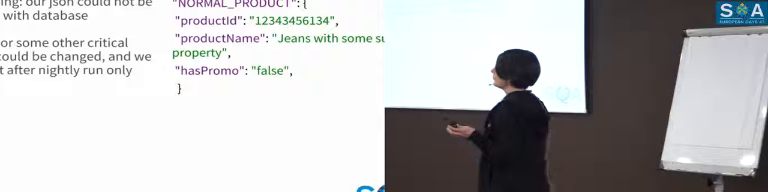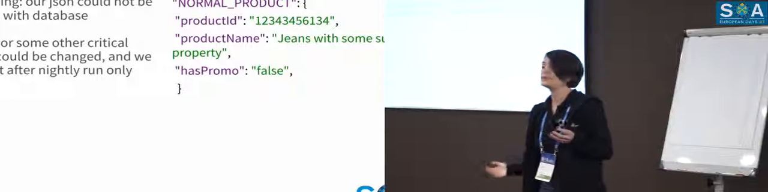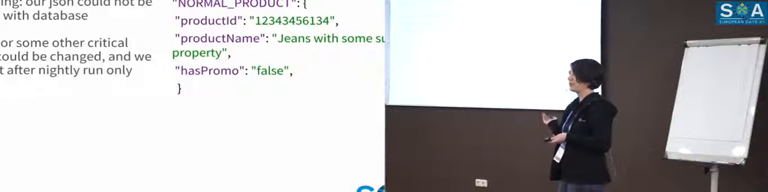So what can we do to flunk the project if we have such a way to get the data? Very easy. If you remember about it and update your data every day, it is okay. But if you don't remember about your data, inventory or some other critical property could be changed, and we will know it only after the nightly run.